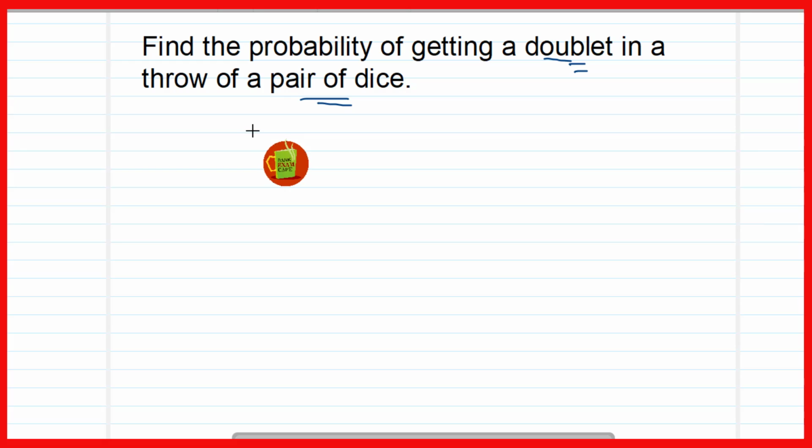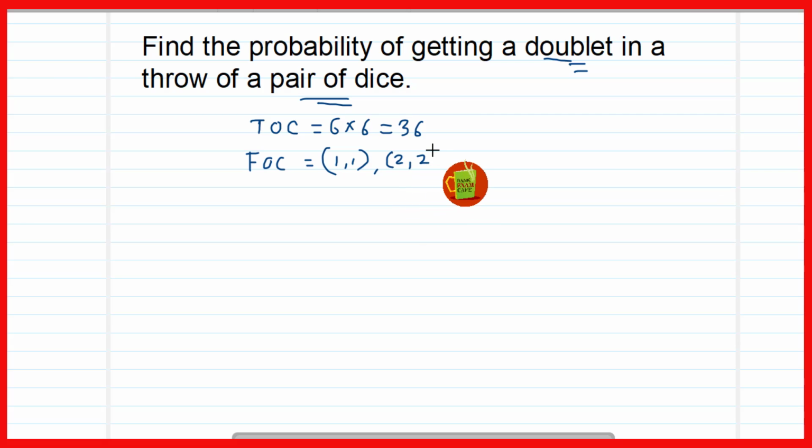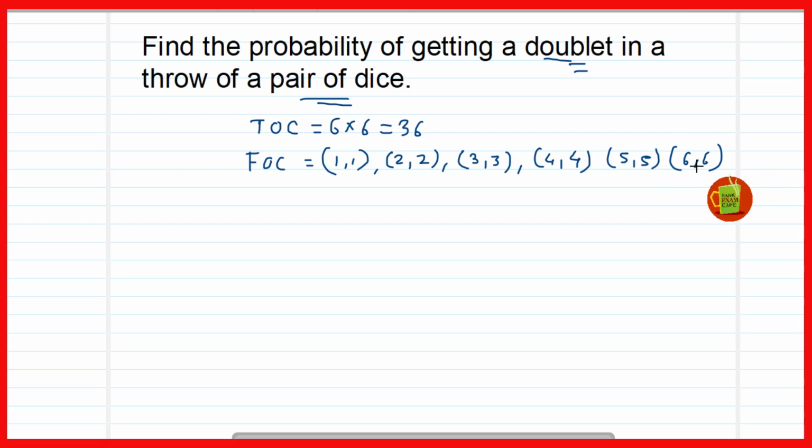So here, since there are 2 dice, the total number of outcomes will be equal to 6 into 6, and that is equal to 36. And the favorable outcomes will be equal to what? 1 1, then 2 2, because on both the dice the same number should turn up, then only we call it a doublet. Then 3 and 3, then 4 and 4, then next will be 5 and 5, and next will be 6 and 6.